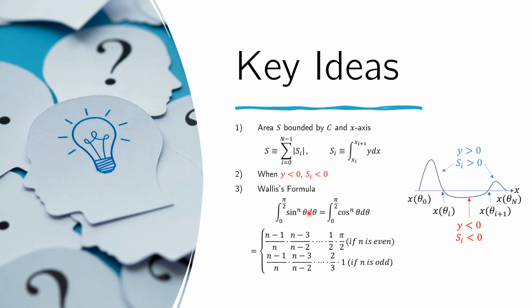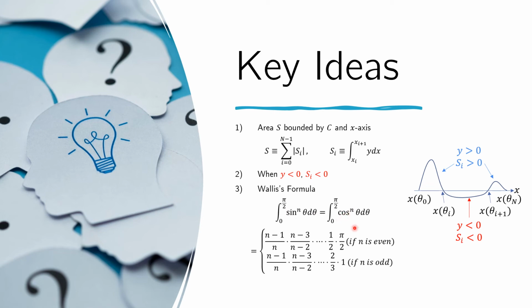then all you need to do is attach a pi over 2 here at the end, and then you start by putting n in the denominator, then subtract 1, put it in the numerator, subtract another 1, put it in the denominator, subtract another 1, put it in the numerator, and do this all the way to 1/2. And this product is the definite integral that we're looking for.